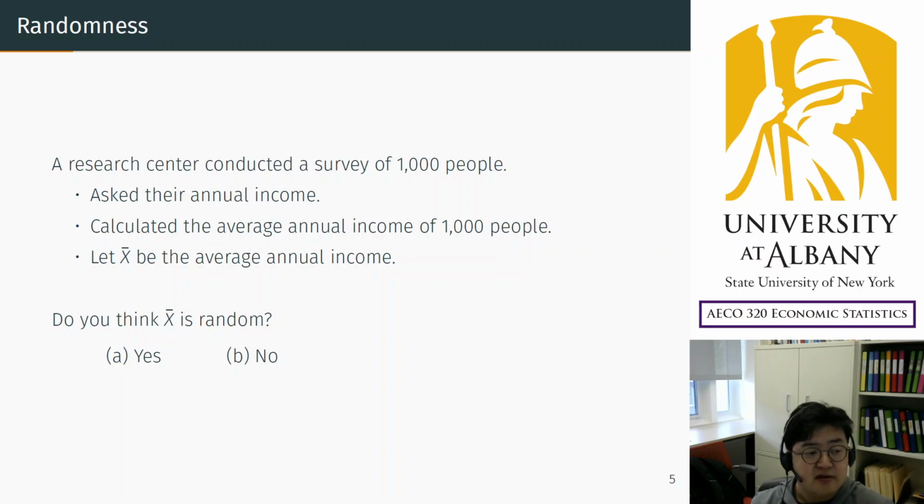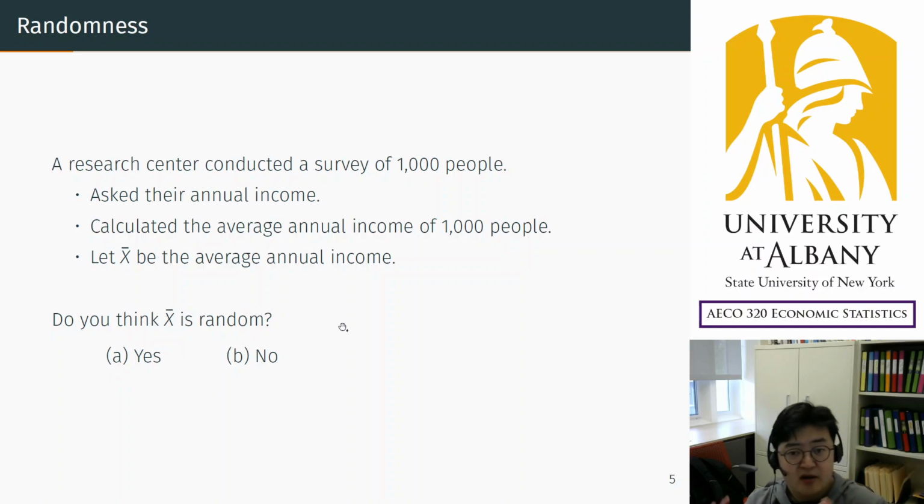If yes, think about what is the underlying experiment and why it is random. If you think no, then also think about why you think it's no. It is pretty obvious when you see the answer, but it can be confusing. So the answer is yes, right?